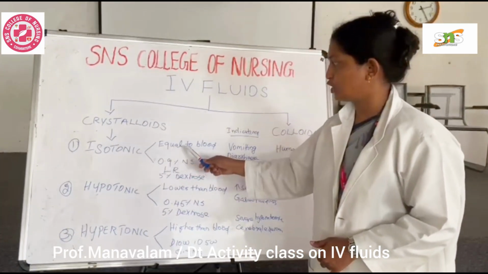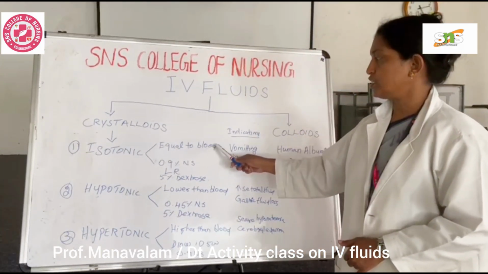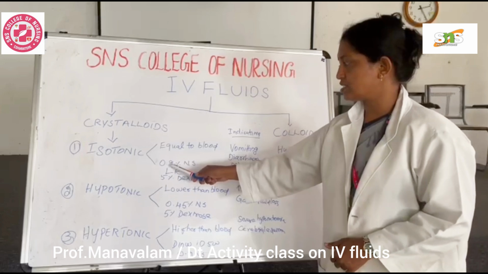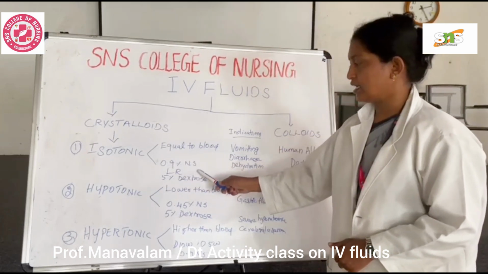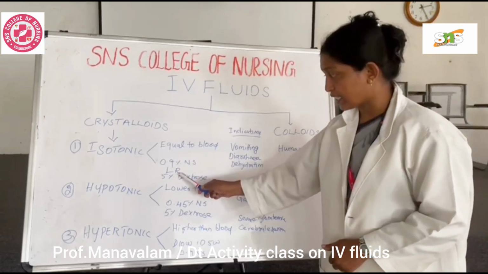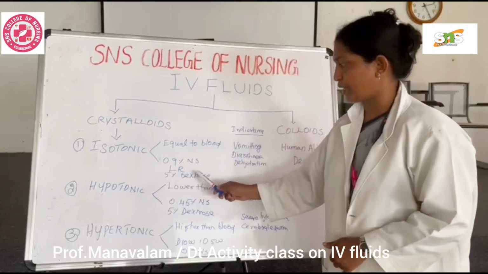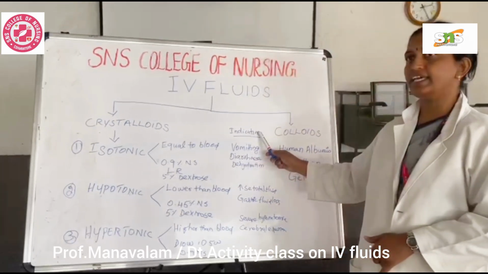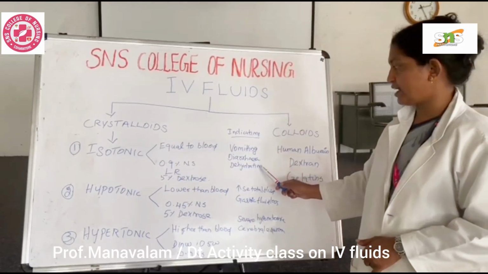Isotonic has equal osmolarity to the blood. Examples are normal saline, lactated Ringer solution, 5% dextrose. It is mainly used in vomiting, diarrhea and dehydration.